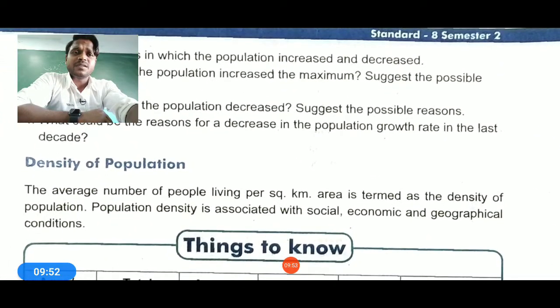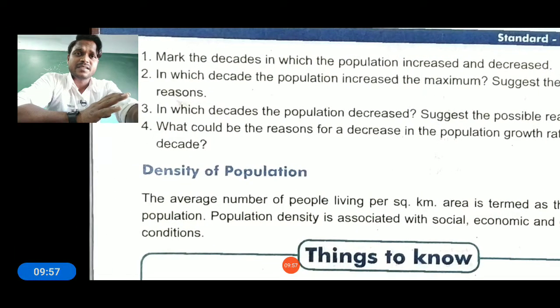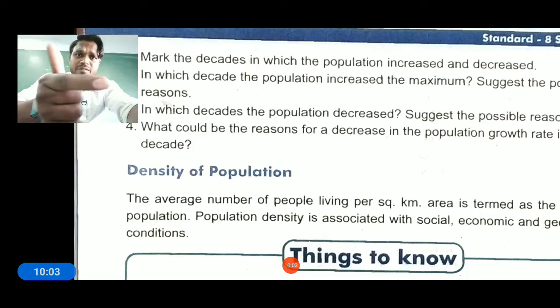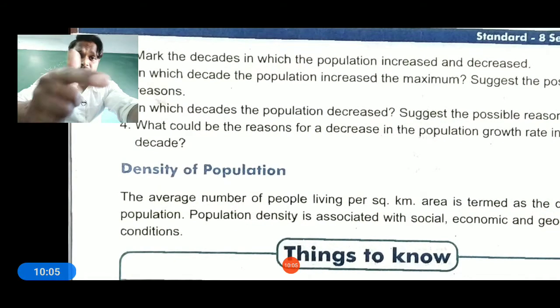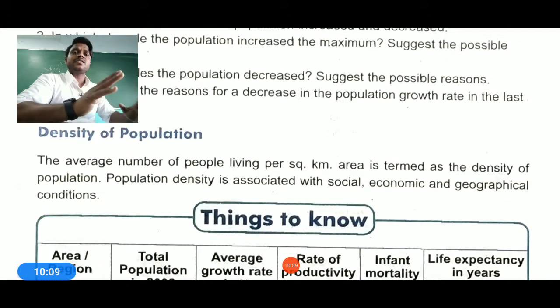Now see, population increase and decrease, how the population is increasing as well as how the population is decreasing. The first one says to mark the decade in which the population increased and the decade in which it decreased. This is also for the chart which I have already made you understand, and this chart also which I am trying to make you understand. So we'll be going to the density of the population.